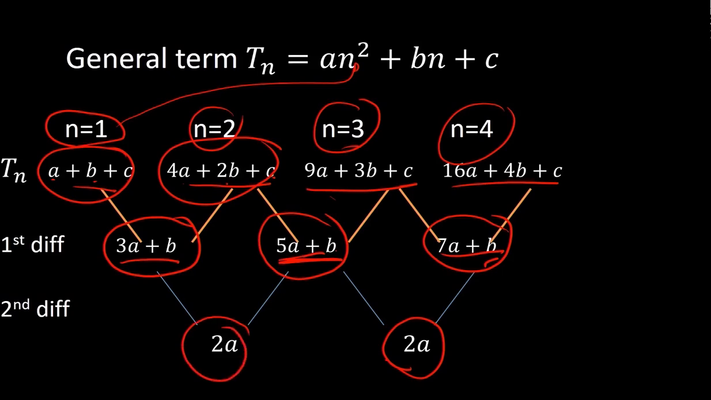So this always stays the same. The second difference will always be given by 2a. The first term of the first difference will always be given by 3a plus b. And the first term in your sequence will always be given by a plus b plus c.